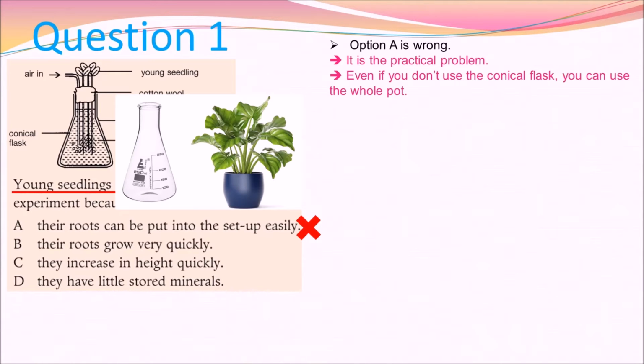Actually, it's just a practical problem. If we do not use young seedlings and use a bigger plant, it cannot be put in the clinical flask easily. Yes, it may be true, but what if you use a whole pot, a bigger pot? You can even put the whole plant in the pot and then add some fertilizer except magnesium. So it can also be the experiment, right? So that's not the reason we choose young seedlings.